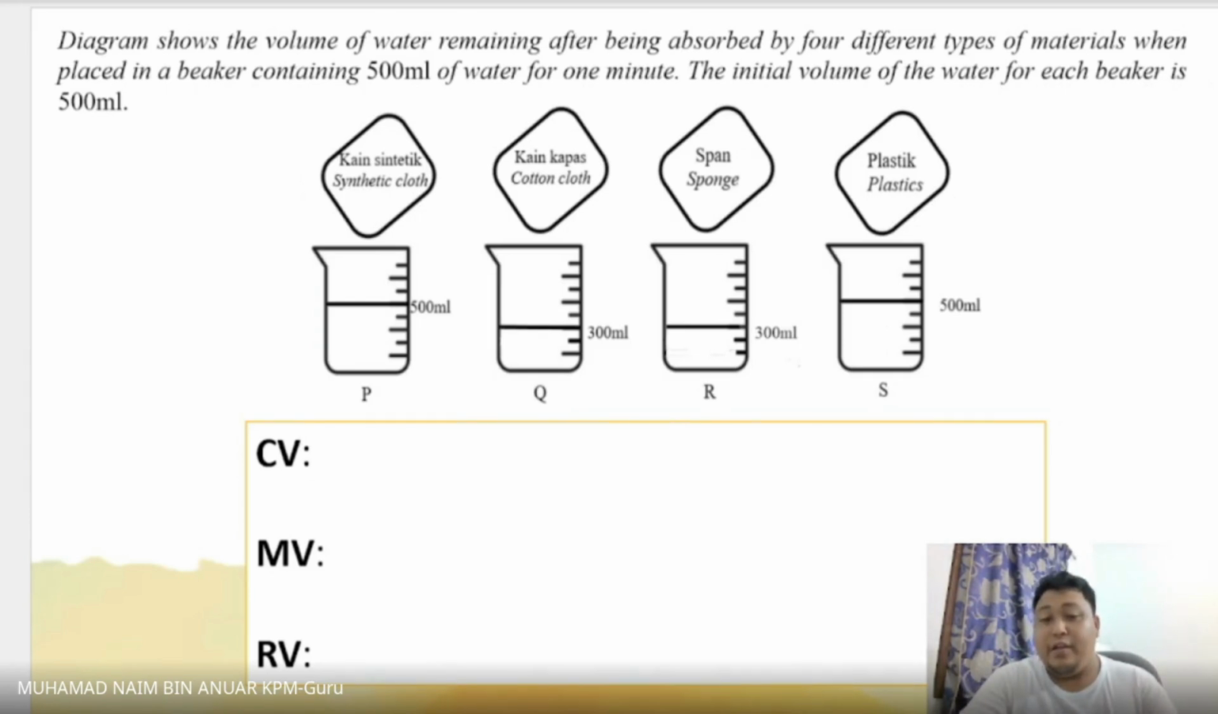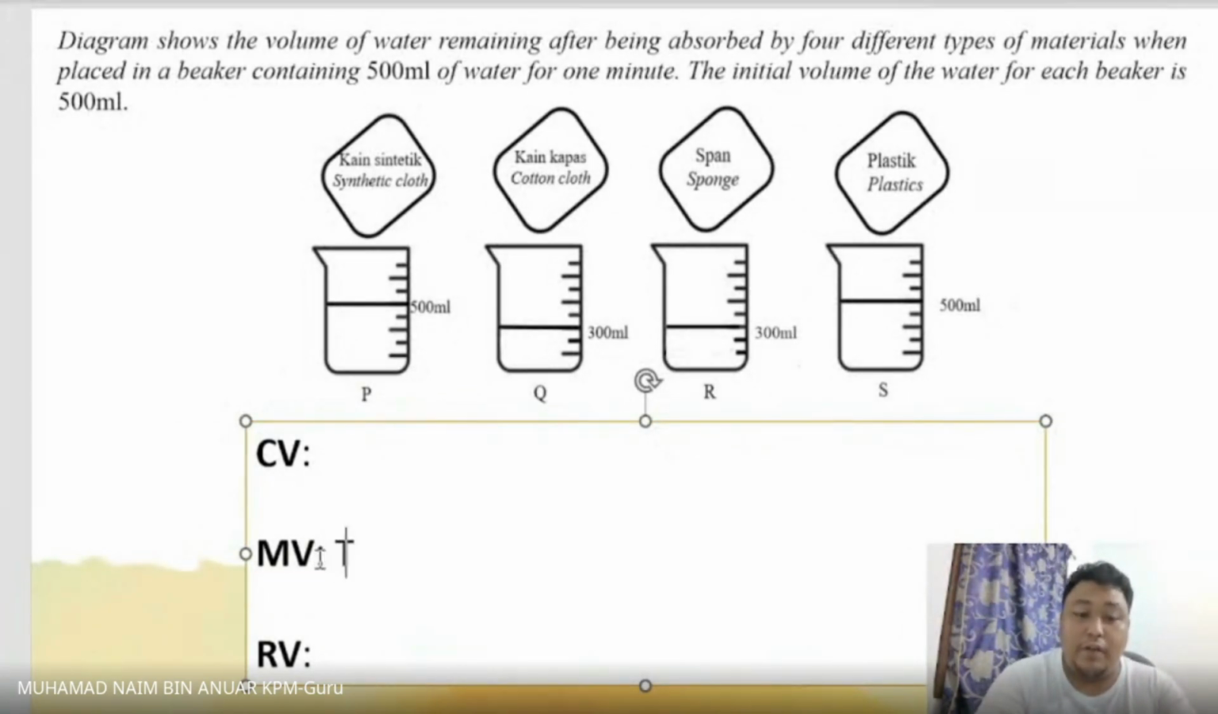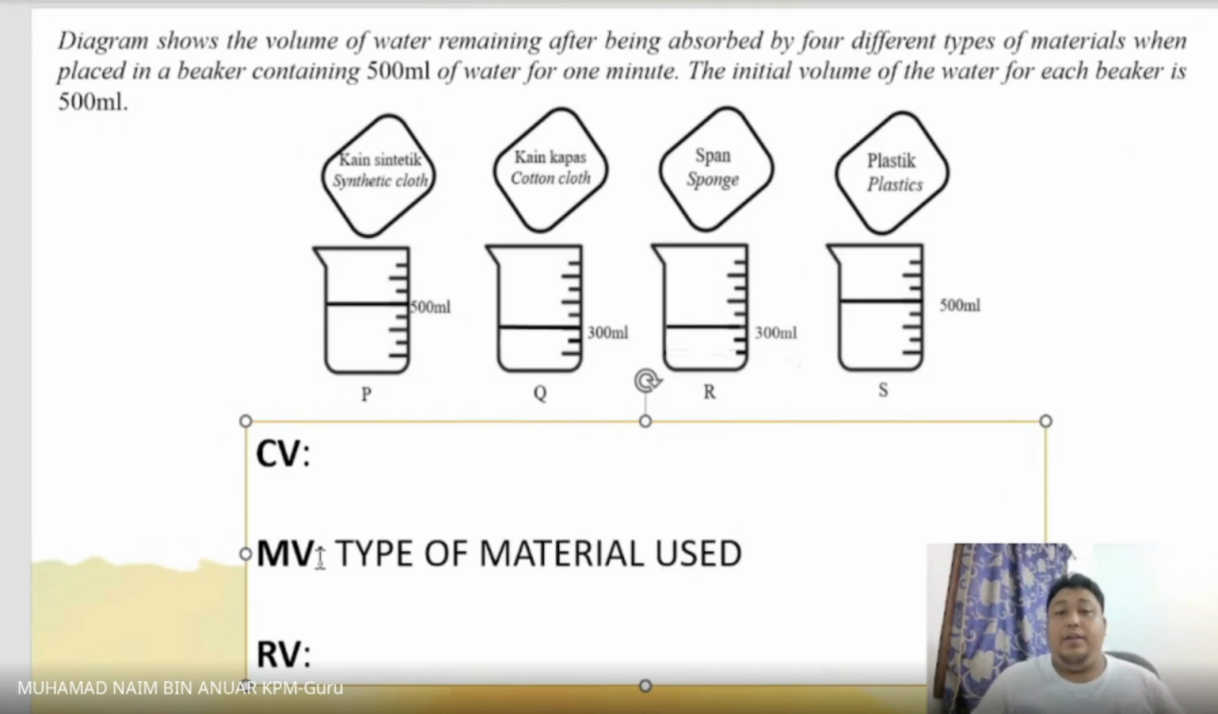Okay, so just copy here: a different type of material used. Okay. So the manipulated variable is type of material used. Now you can look for step number 4. We look for numbers. RV. So RV, what is RV?